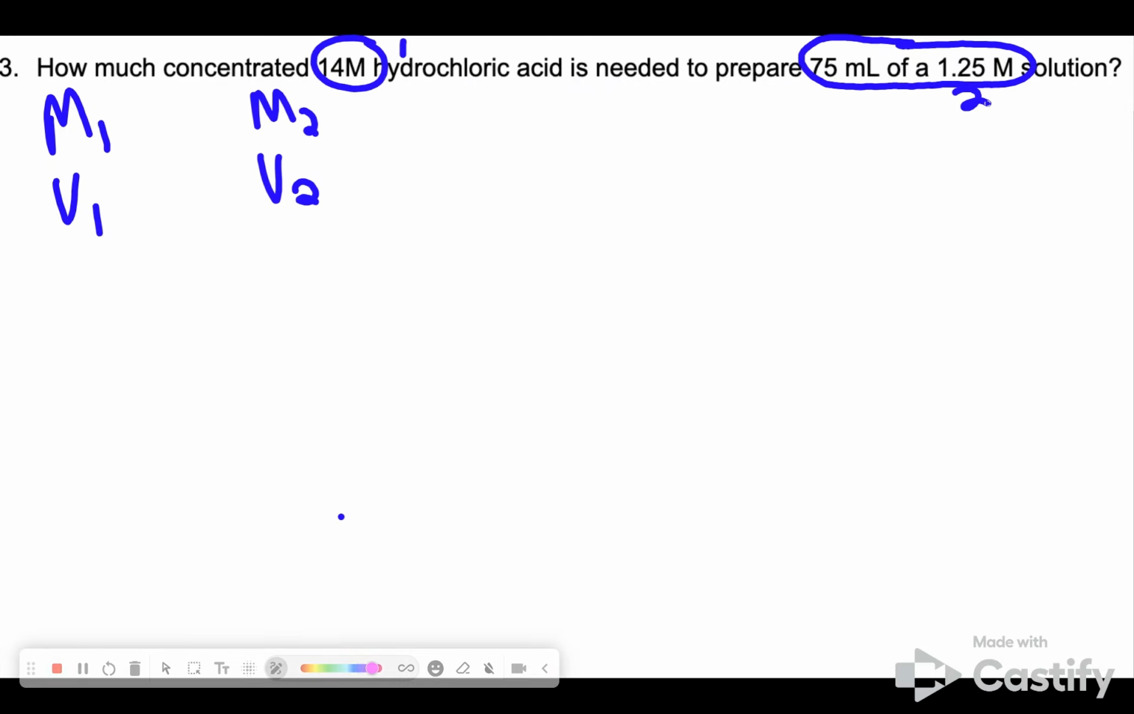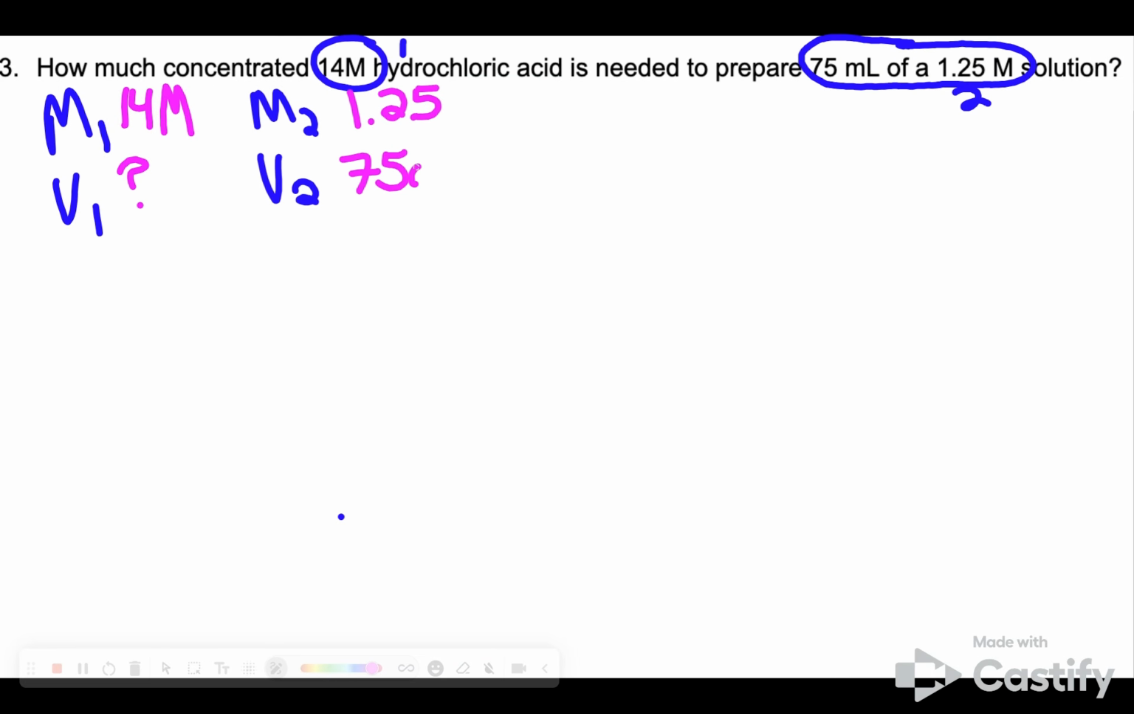So now I can plug them in. I know the concentration starting off at 14. I don't know how much volume I need of that. But I know I want a concentration of 1.25, and I have 75 milliliters of that, because these two go together.